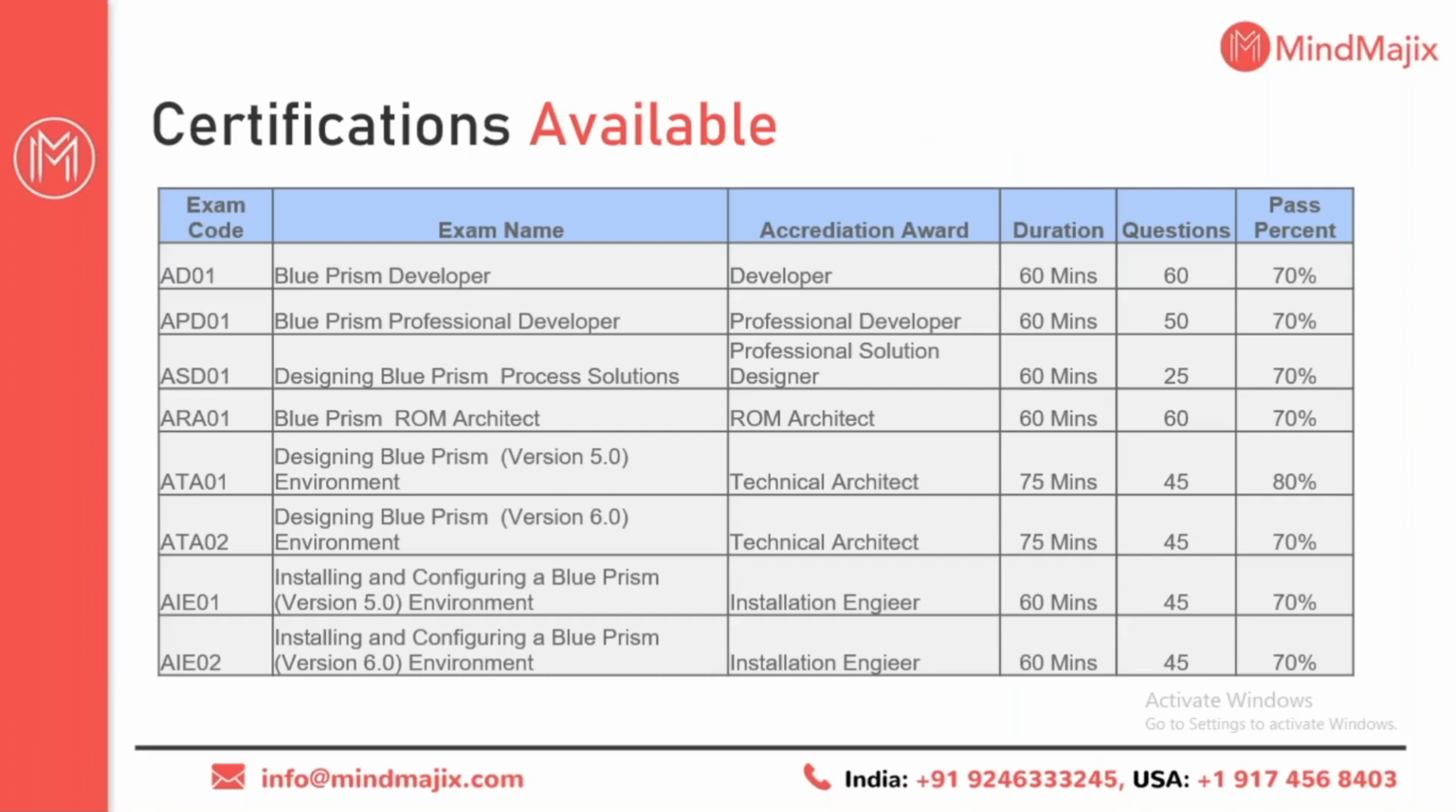Coming to the certifications on Blue Prism. These are the different certifications, the pass percentage, and the duration of the examination. This many questions will be answered. This course helps you go with AD01. There is APD01, ASD01, ARAD01 and many others. You can see 5.0, 6.0. You can ignore 5.0 and go directly with 6.0. There are developer, professional developer, architect certifications and so on, but this course helps you for AD01 only. On top of it, I'll be giving a set of materials and documents that you have to prepare offline.